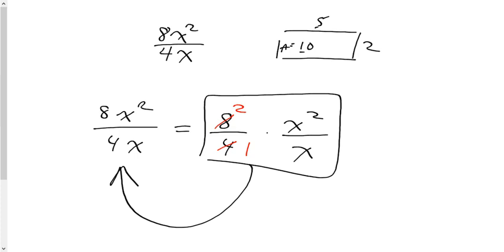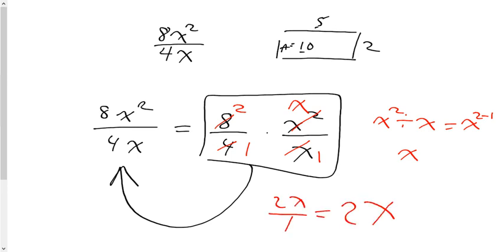And x squared divided by x, if I use my exponent laws, same base, keep the base, subtract your exponents, you would end up with just x, or x over 1, if you want to think of it that way. And now that I reversed, I solved that, I would multiply the numerators. 2 times x is 2x, 1 times 1 is 1. So my final answer of what is 8x squared divided by 4x is 2x.